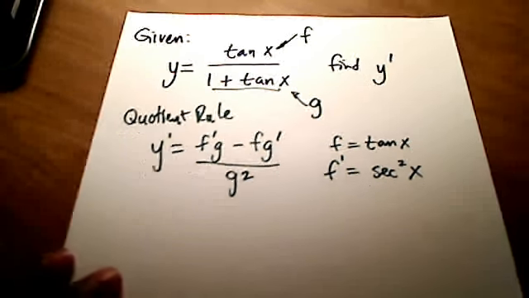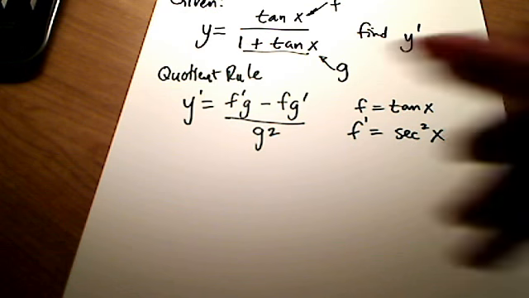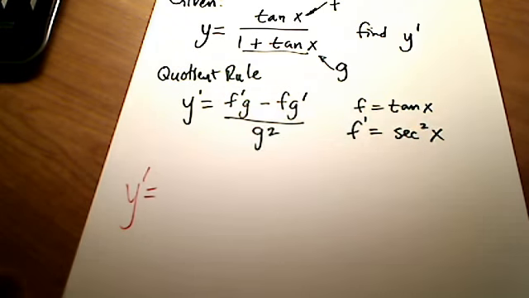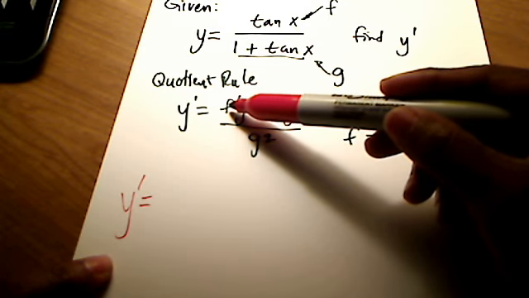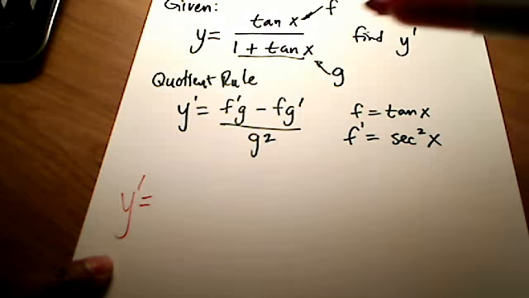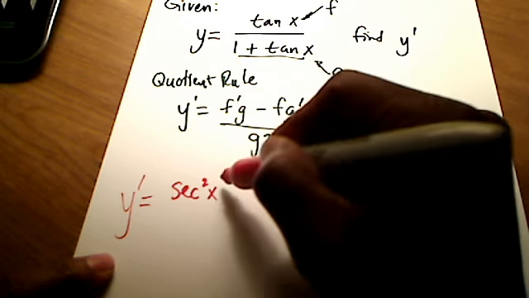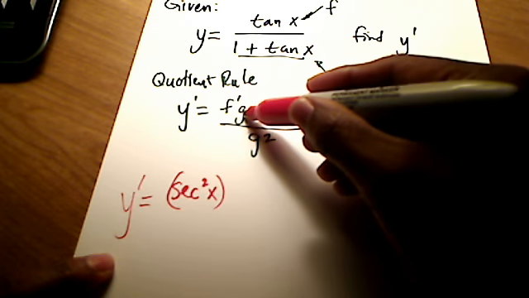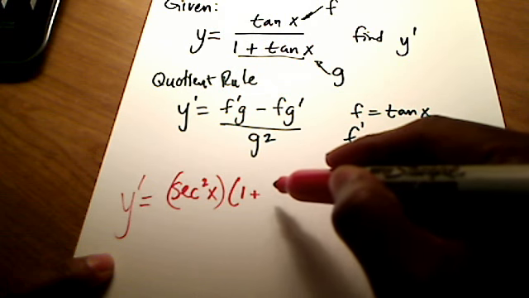All right, quotient rule in action. Quotient rule says give me the derivative of the numerator, that's f prime. So the derivative of tangent x is simply secant squared x, times g. In this case g is my entire denominator, so I'm going to wrap that in parentheses as well.